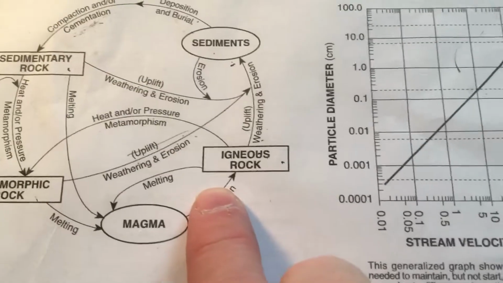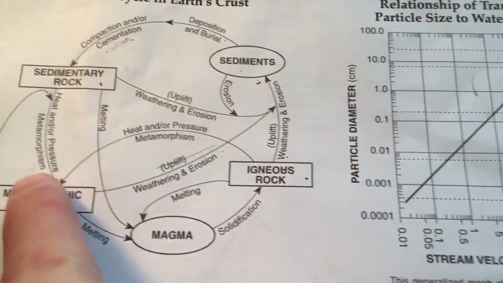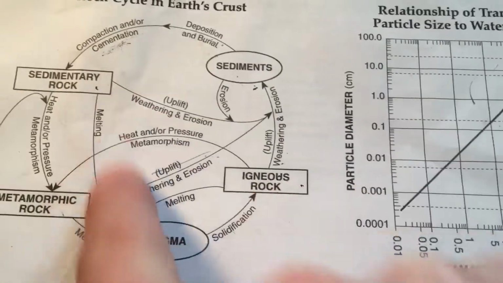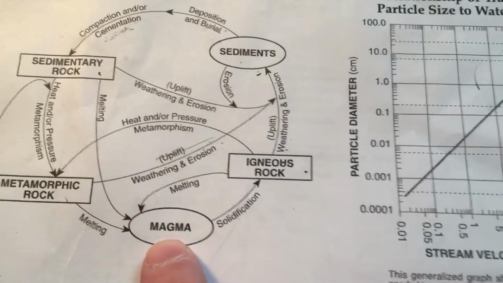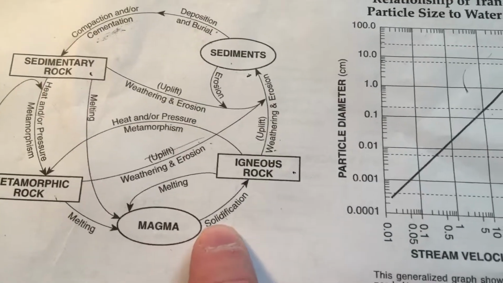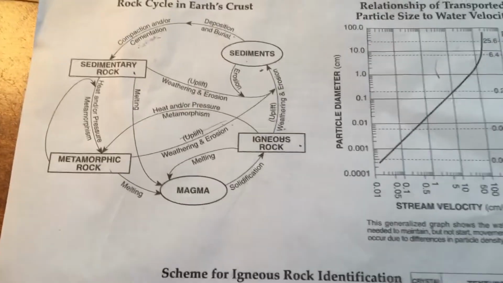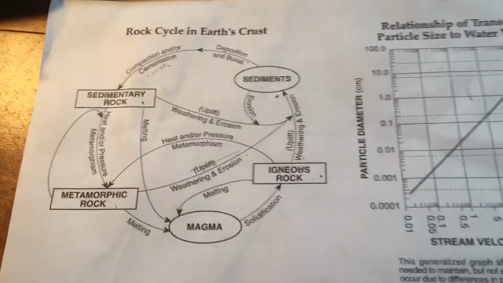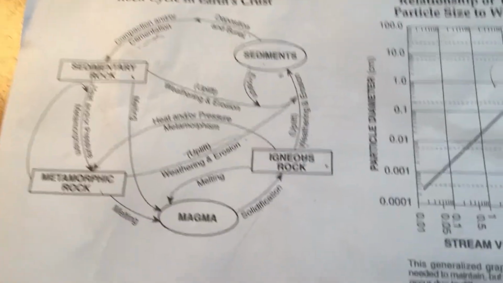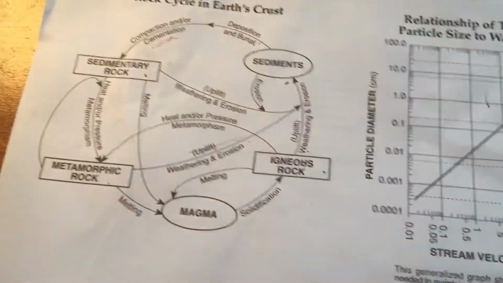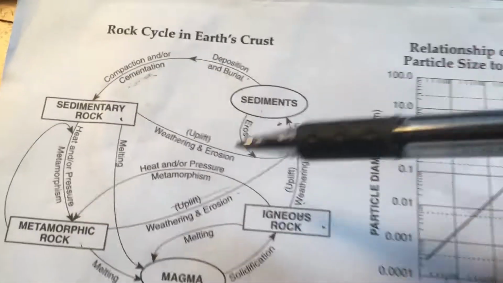So igneous rocks are when you take any of the three rock types and melt them into magma, and then that magma cools and solidifies into an igneous rock, right? So these things over here will be the things you look for in igneous rocks. And you'll say, I know this is an igneous rock because I observe blah, blah, blah.